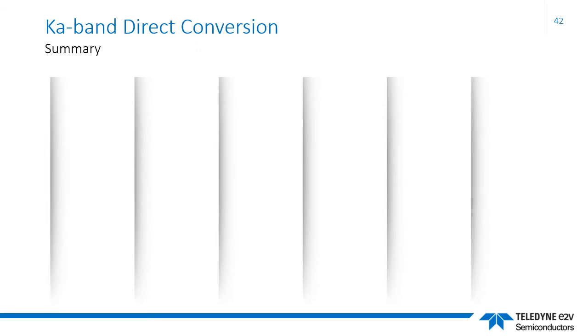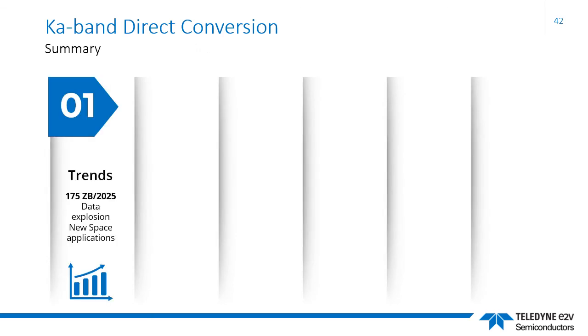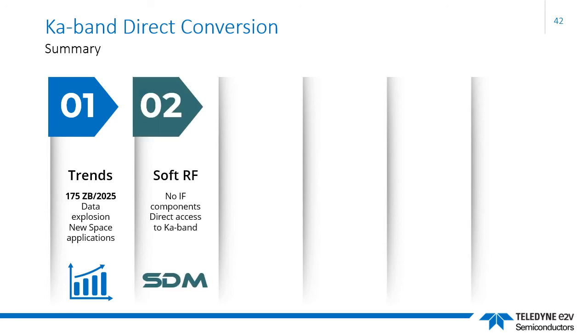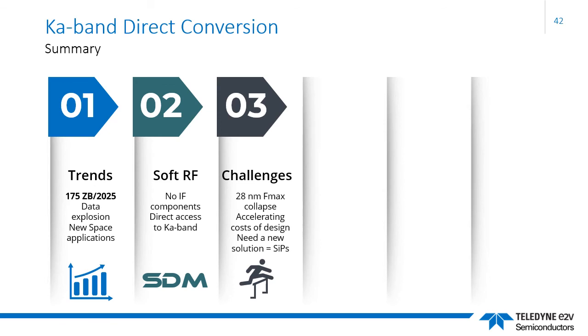I hope this brief presentation has been thought-provoking. During the course of this session, we touched upon the trends driving growing interest in Ka-band microwave communication link technology, specifically an explosion in data demand and interest in future new space opportunities. RF softwarization was then covered and what it means to radio system design, including the fact that data converters are increasingly displacing complex analog radio circuits. The design challenges, principally the collapse in Fmax performance beyond 28 nanometer CMOS process nodes. This suggests the need for a new mixed signal circuit integration paradigm, and we propose system-in-package solutions for that.